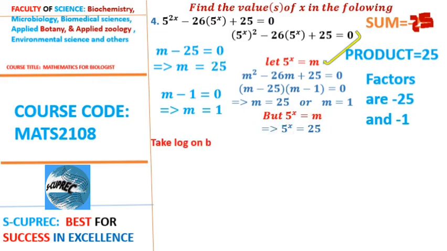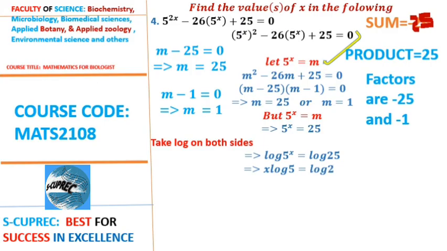Now to solve this type of problem, we know that we have to take logarithms on both sides. So log of 5 raised to the power x should be equal to log of 25. You know that the log of 5 raised to the power x is the same as x log 5, right? And 25 is the same as 5 raised to the power 2. So log 25 is the same as 2 log 5. Take note of that.